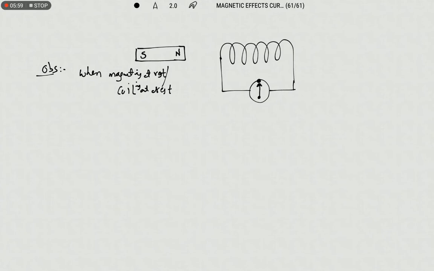So what does it mean? There is no change in the magnetic field around the coil. Why? Because the magnetic field remains constant. So the number of field lines crossing the coil will be constant. That means a constant flow of magnetic field lines will be there through the coil. That's why the needle does not show any deflection. Okay, there is no current. I equals 0. Right, second observation.